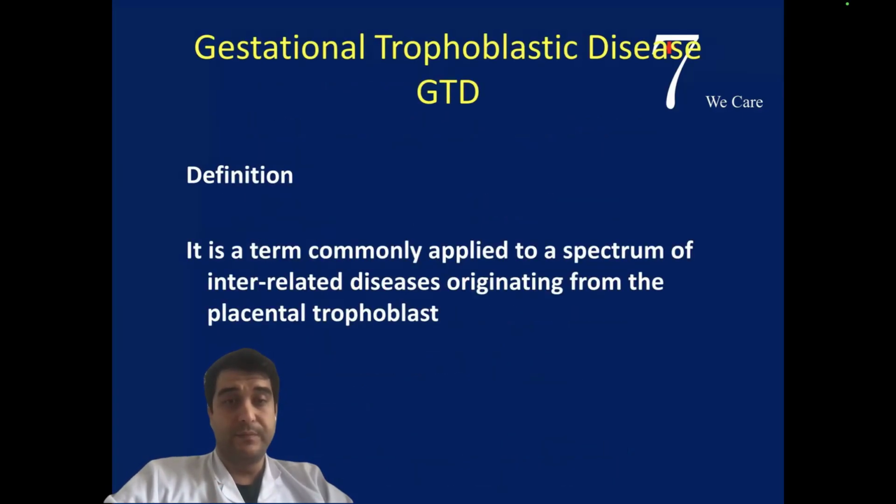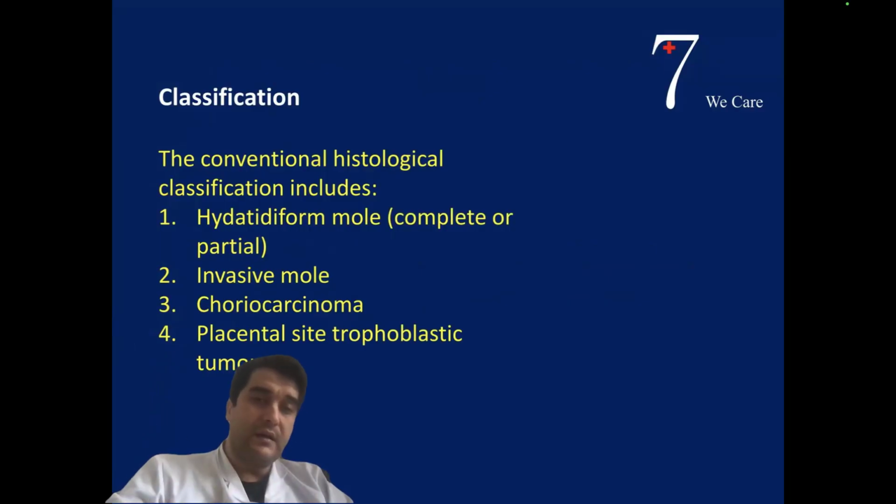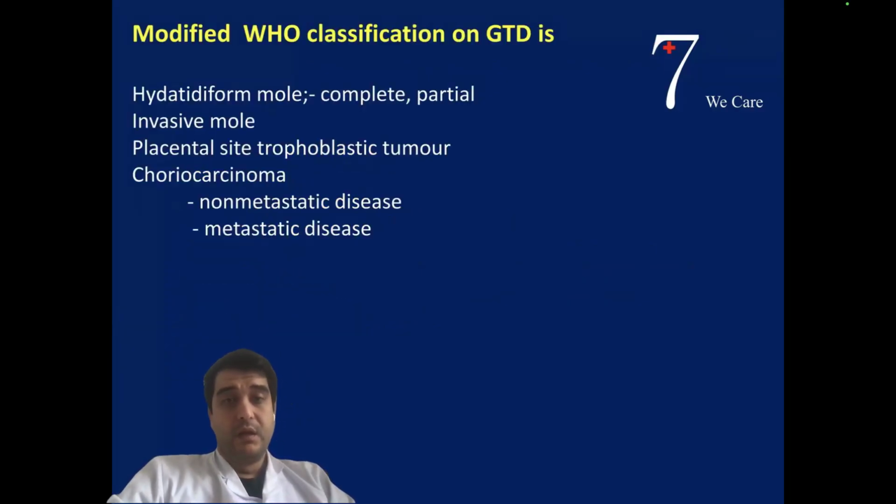Gestational trophoblastic disease. Definition: a term commonly applied to a spectrum of interrelated diseases originating from the placental trophoblast. Classification: we have several types, hydatidiform mole, invasive mole, choriocarcinoma, and placental site trophoblastic tumors. In the modified classification: hydatidiform mole, complete and partial, invasive mole, placental site trophoblastic tumor, and choriocarcinoma. It may be a non-metastatic or metastatic disease.